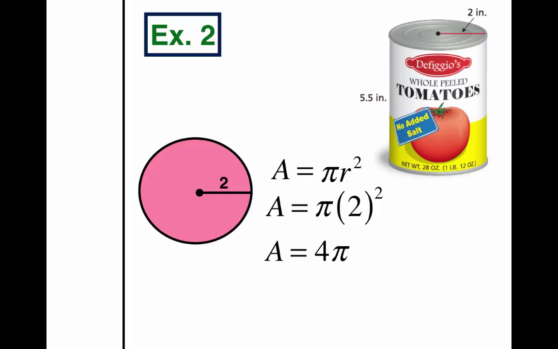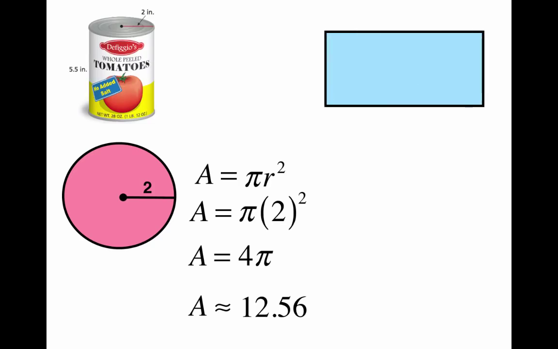And then I grab my calculator, and I do 4 times 3.14. Now 4 times 3.14 is about 12.56. There's going to be 2 of those, a top and a bottom. But now comes the unraveling of the rectangle. If we were to peel off that tomato wrapper, it has a length and a width.